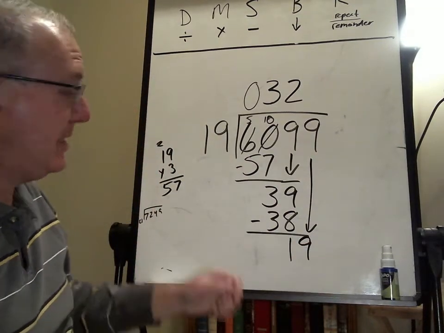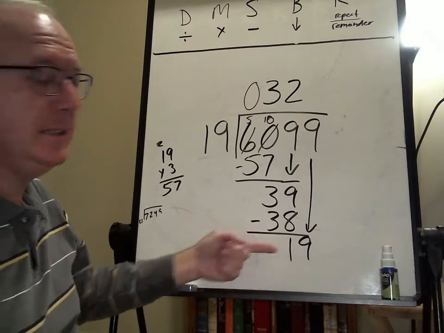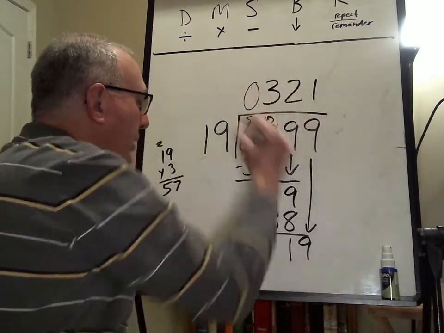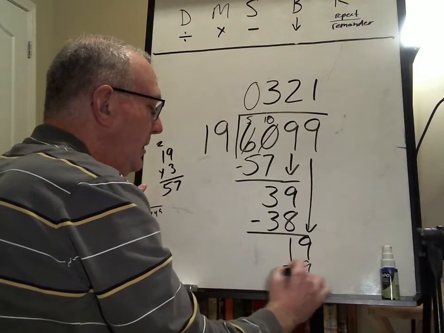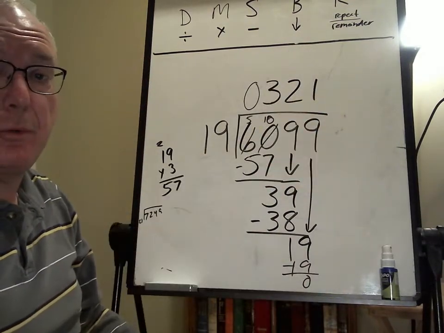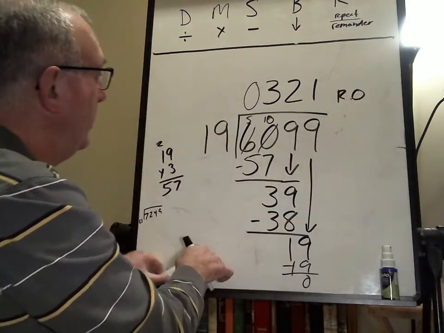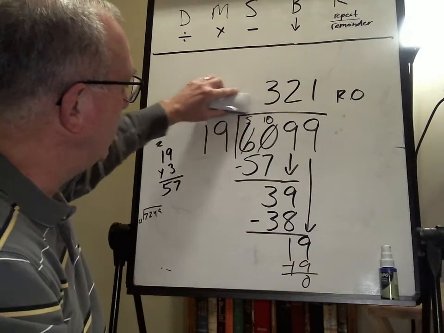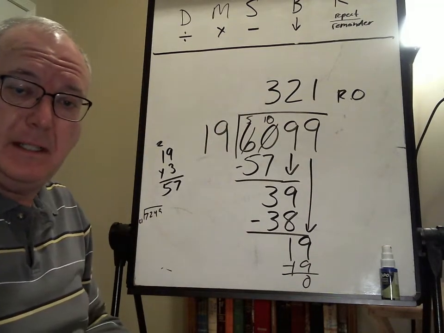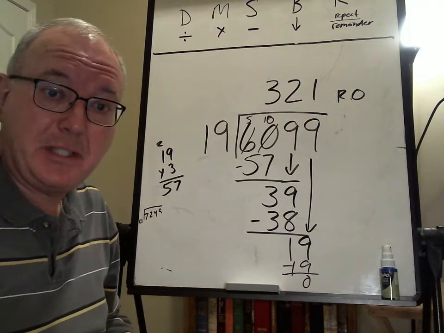Oh, now this is easy. How many 19s go into 19? 1. And 1 times 19 is 19. No remainder. Nothing to bring down, so we are finished. Put our remainder up here. And we can clean up our answer, get rid of any unnecessary placeholders. And that is our quotient, 321 with a remainder of 0.